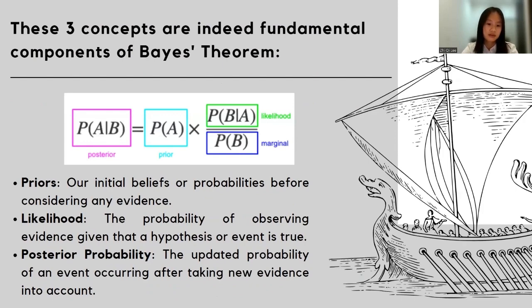Bayes' theorem involves three key concepts, which are posterior probability, likelihood, and prior probability. Priors are our initial beliefs or probabilities before considering any evidence. Likelihood represents the probability of observing evidence given that a hypothesis or event is true. Posterior probability is the updated probability of an event occurring after taking new evidence into account.